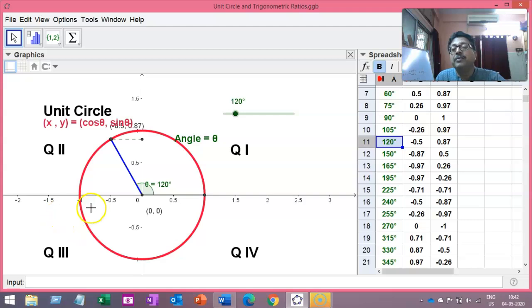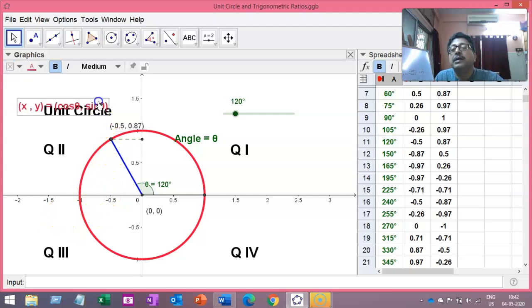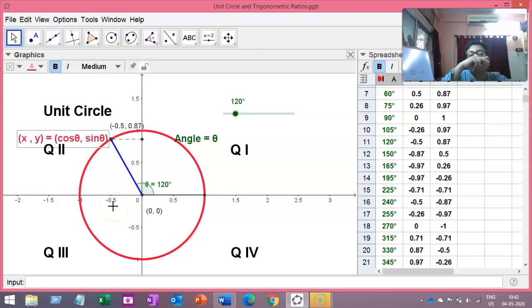Cosine 120 degree is showing you the value minus 0.5. See the coordinate here. The coordinate of the point is minus 0.5 this way, and 0.87 this way. So for 120 degree, cosine is minus 0.5 and sine is 0.87. You must have learned that sine 120 degree is sine of 90 plus 30, that is cos 30. Cos 30 is nothing but root 3 by 2, that is 0.87. So again here it is putting the exact value.